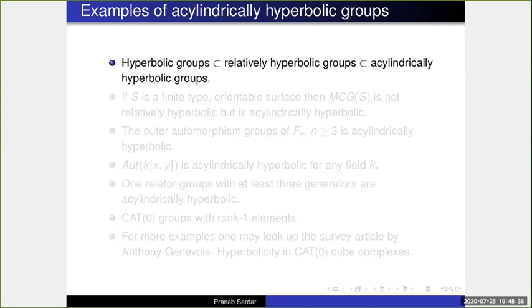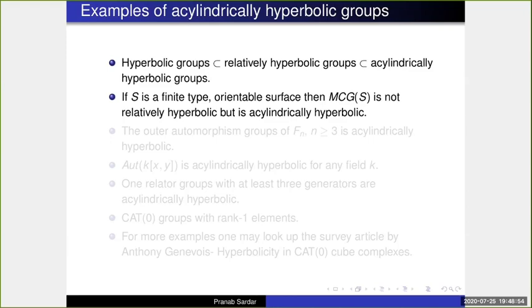So here are some other important examples. All of these examples are taken from the paper of Osin, which is titled Acylindrically Hyperbolic Groups. So if S is a finite type orientable surface, then the mapping class group of S, we know, as a standard result, is not hyperbolic with respect to any finite collection of subgroups. But it is proved by, for instance, a theorem of Bowditch, that it is acylindrically hyperbolic. It acts acylindrically on the curve graph.